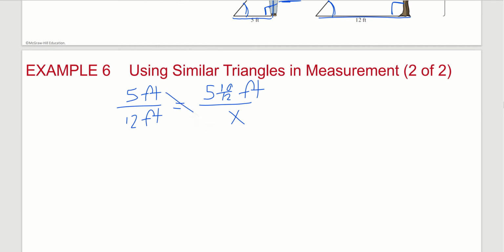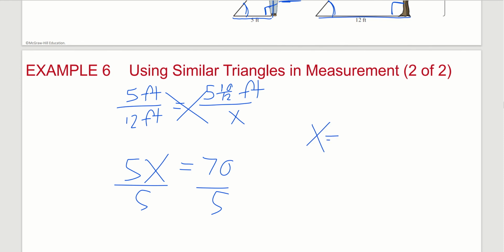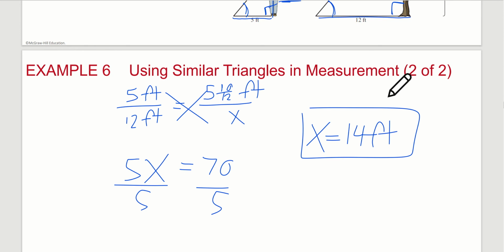We can now cross multiply to solve the proportion. 5 times X is 5X. We would then need to take 12 times the mixed number 5 and 10/12. That would give us 70. And then divide both sides by 5. And we would get X equals 14 feet. So the length of that tree is going to be 14 feet.